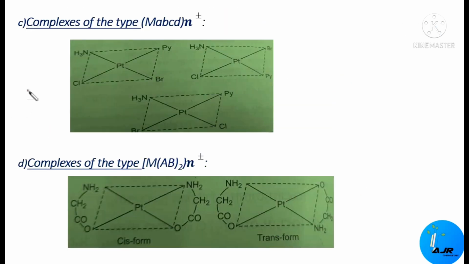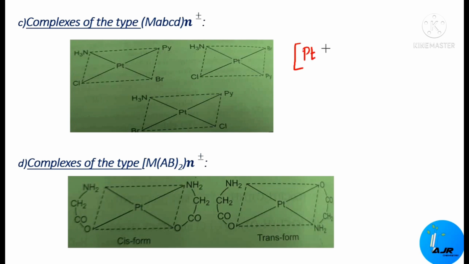Understood? So the next type of complexes is of the type MABCD, n plus or minus. See, M represents the central metal atom and A, B, C, D represent different ligands. So all the four ligands are different. Is it not? See here, this is an example. Let me write the example now.